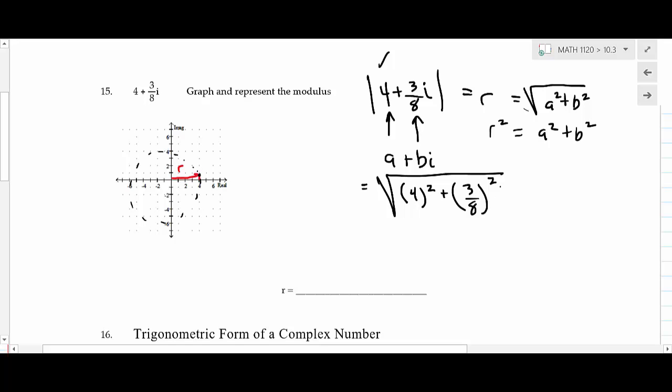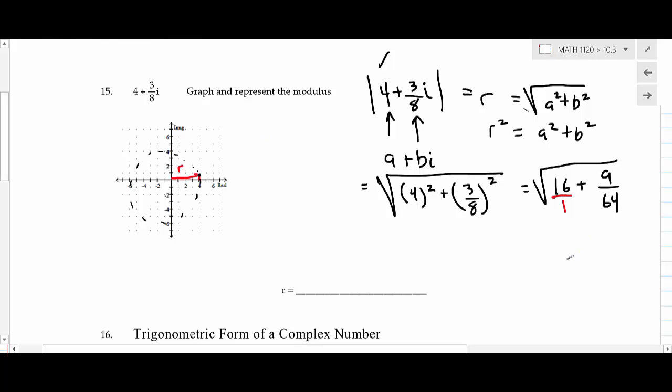So we've got to work out the arithmetic. Now we're going to get an exact answer. We're not going to use decimals and stuff. So when we do this, we'll have the square root of 16, and then 3 squared is 9, and 8 squared is 64. Now what we need to do here is get a common denominator. So I'm going to put the 16 over 1, and then let's get a common denominator.